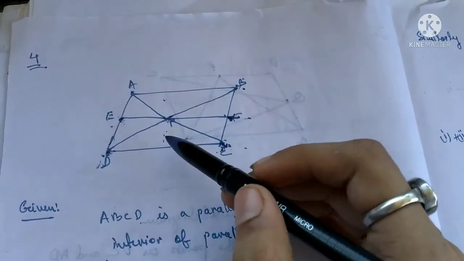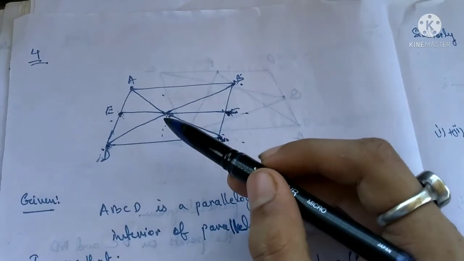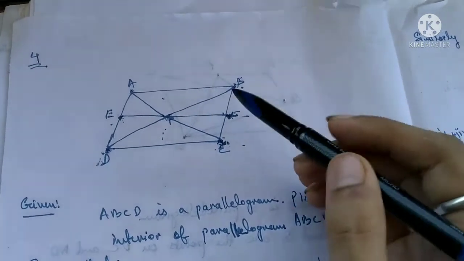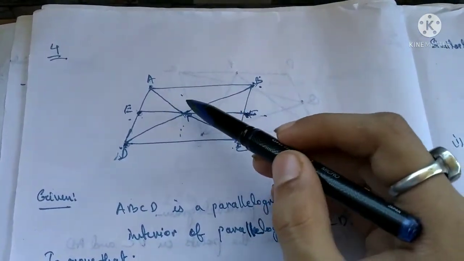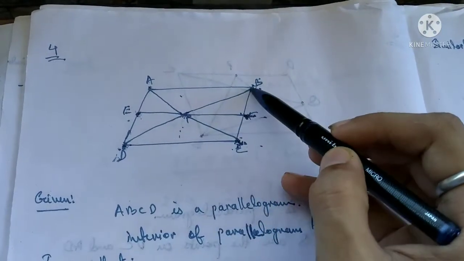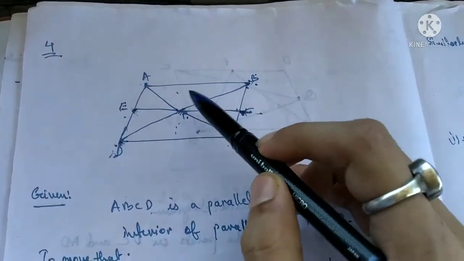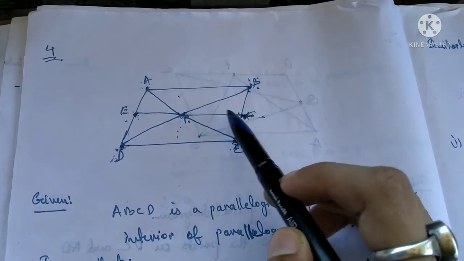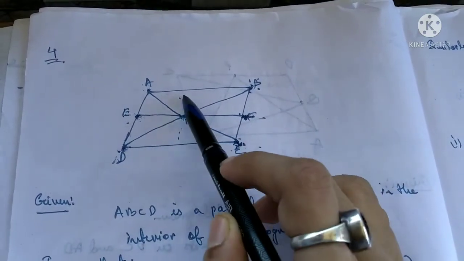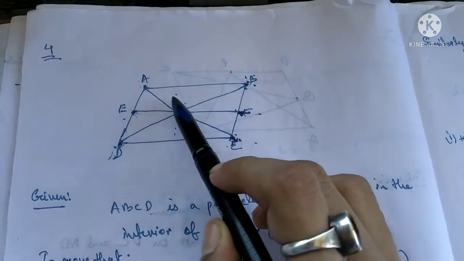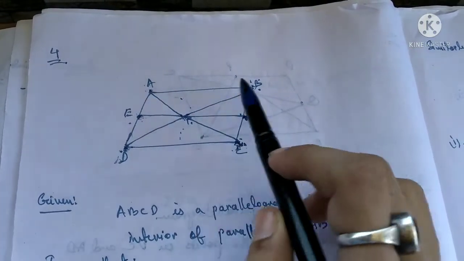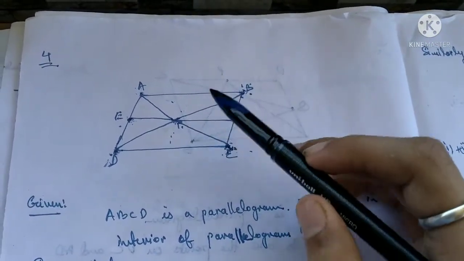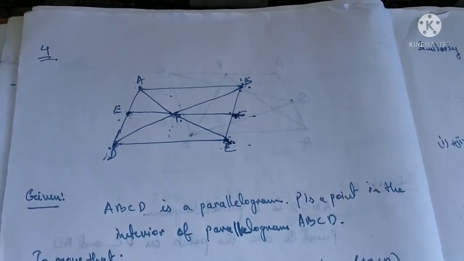And in the bracket I will write that if a triangle and a parallelogram are on the same base and between the same parallels, then the area of the triangle is half the area of the parallelogram. And similarly for the top part, area of this triangle APB will be equal to half area of this parallelogram ABFE. Again I will write that if a triangle and a parallelogram are on the same base and between the same parallels, then the area of the triangle is half the area of the parallelogram.